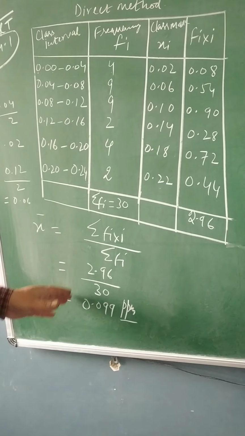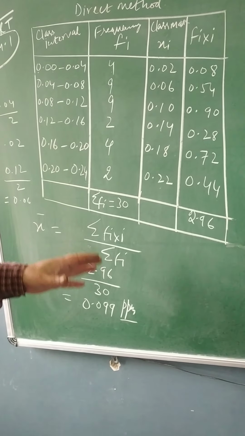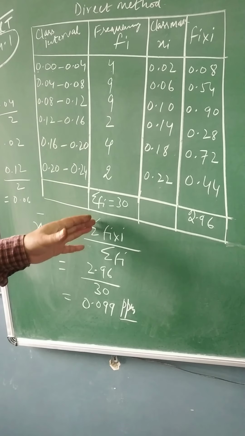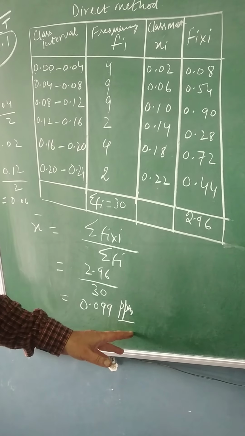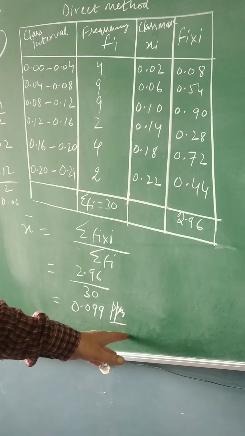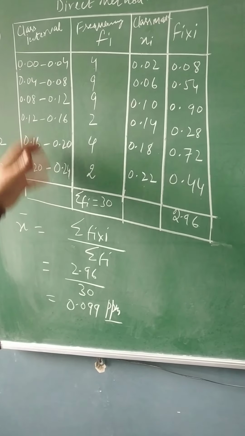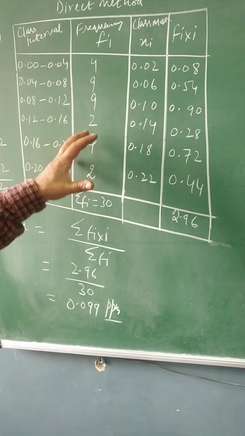That is the percentage of sulfur dioxide, SO2, as asked somewhere. Accordingly, ppm is the unit given there, so mention that in your answer. So that's all about the direct method which you did in class 9 also.